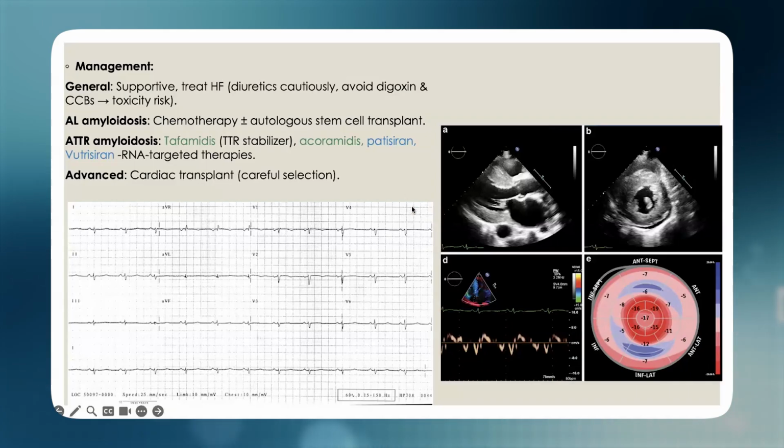But in this patient, there is no LV dysfunction, but the ECG looks like there is LV dysfunction. There are low voltages, poor R wave progression. But when we do echo, we see these walls are very thick. These are LV walls, very thick LV walls. There is slight pericardial effusion, this black border.